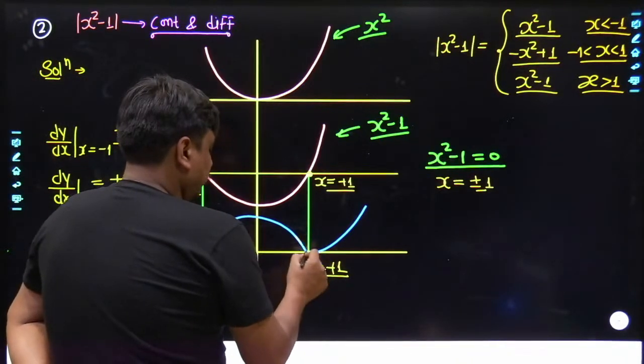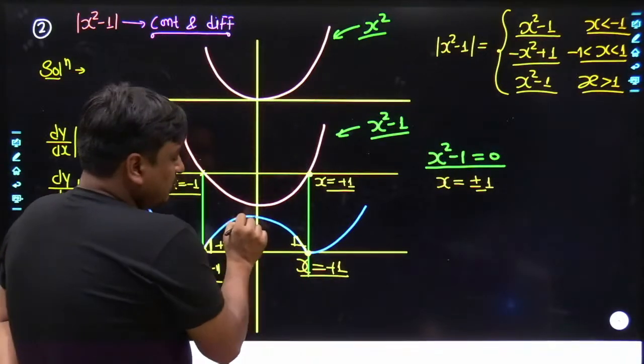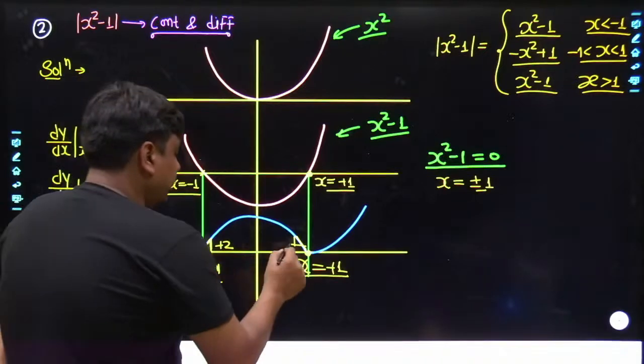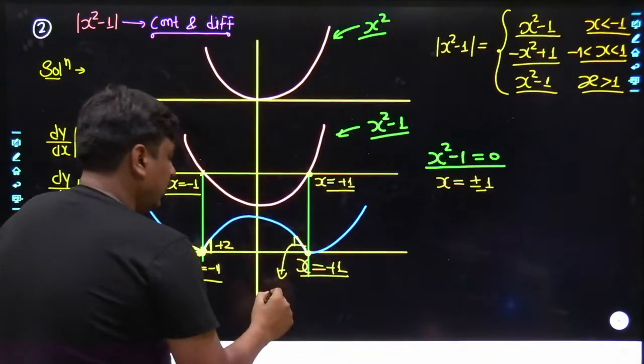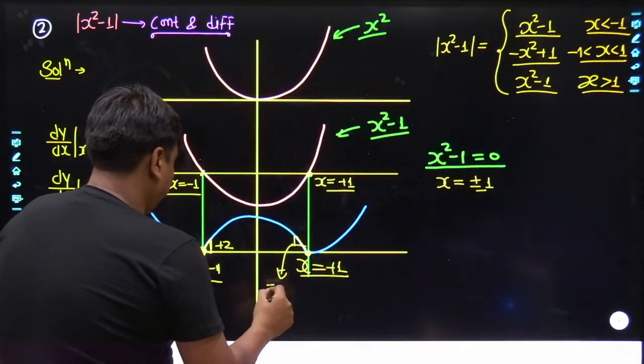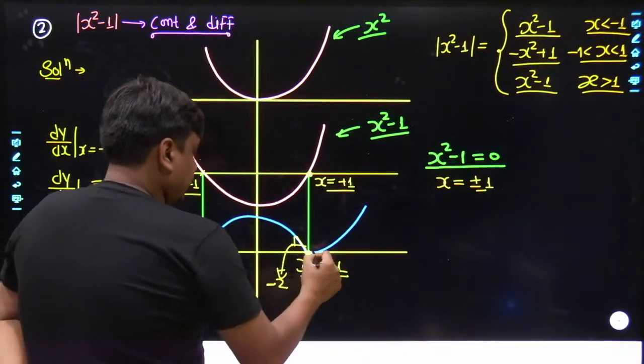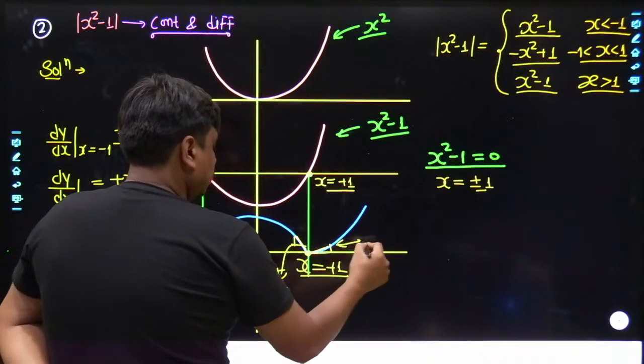If you calculate the slope over here, you yourself would be able to understand that as the value of x is increasing, the value of y is decreasing, so the slope would be negative. Once you calculate its slope from here, what would the slope be? Minus 2, and here the slope would be plus 2.